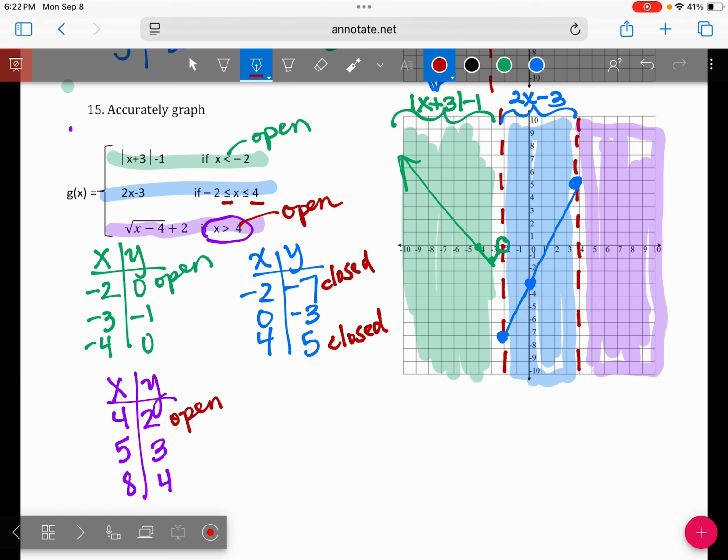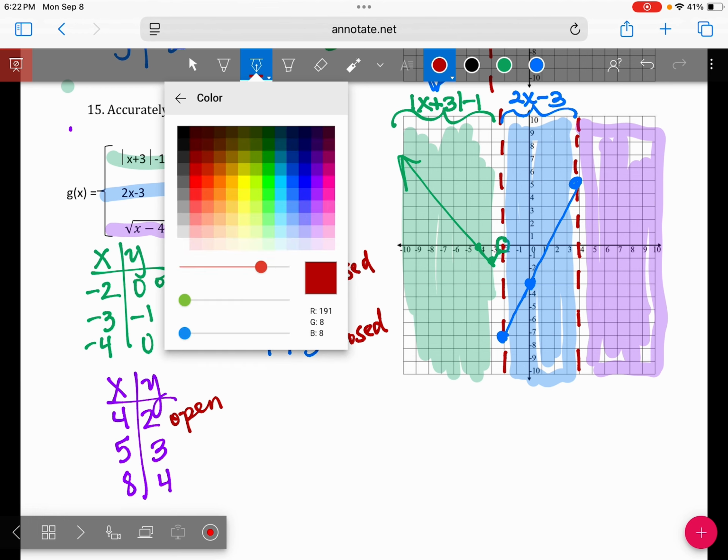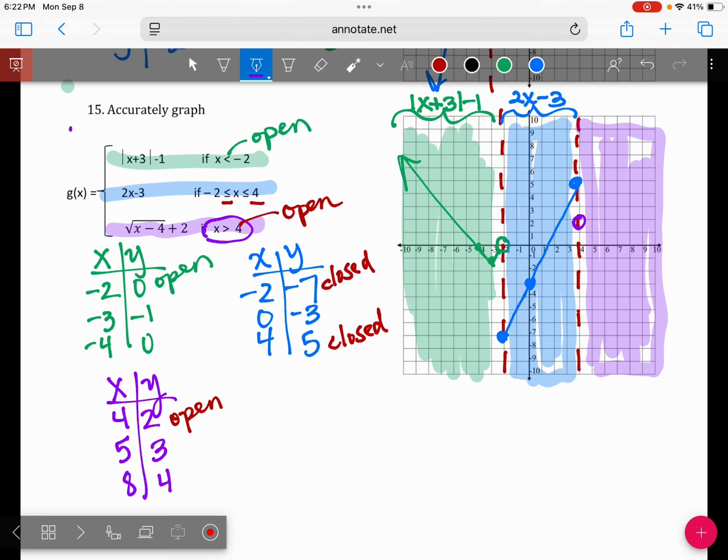Okay, so let's graph it. So at the 4, I'm going to go up 2, open circle, 5 up 3, and then 8 up 4. So it's going to look something like that. Again, every function is on its own little piece. We don't share. We can't share.